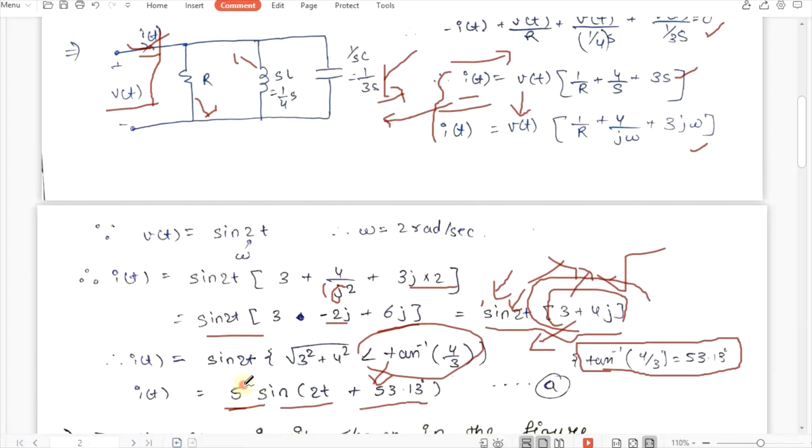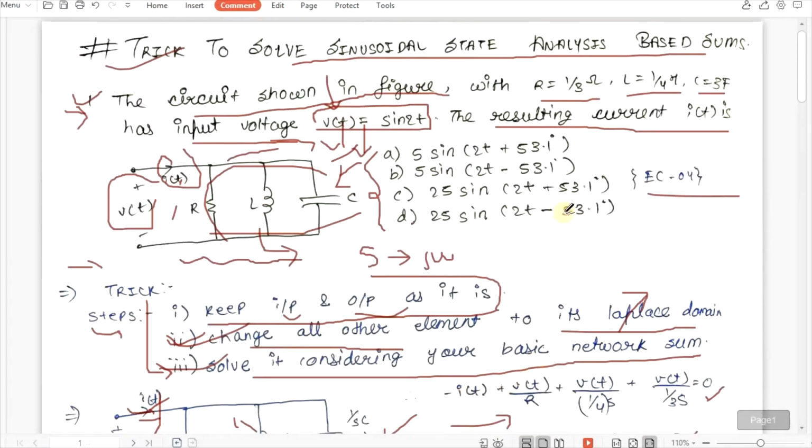Here you can see this is our magnitude and this is the angle. So you just have to multiply the magnitude with the input magnitude and add your angle with the input omega t. So this is our final answer. And if you check from the options, you can clearly say this option A is the correct one.